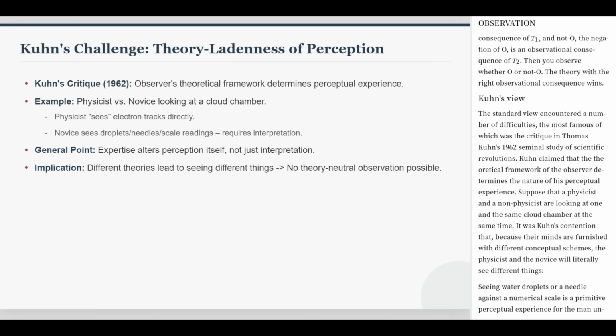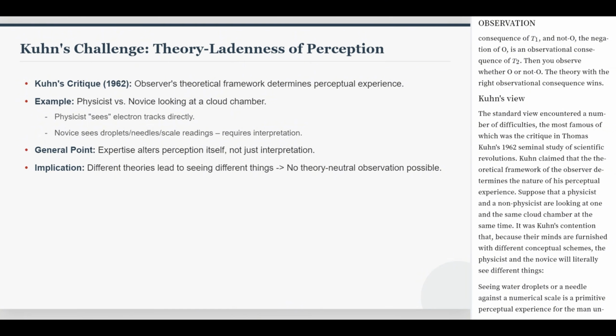But then came Thomas Kuhn, and everything changed. In his groundbreaking work, he launched a devastating critique of the standard view, particularly targeting the idea of theory-neutral observation. Kuhn argued that the theoretical framework you already hold determines what you perceive. He used the classic example of looking at a cloud chamber. A trained physicist, he claimed, doesn't just see droplets or needles. They literally see electron tracks.